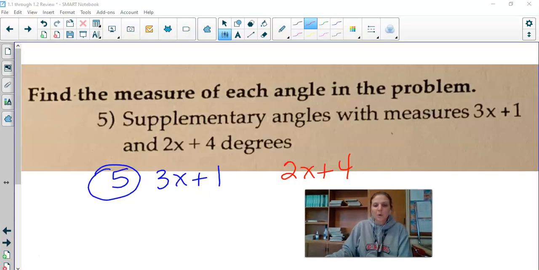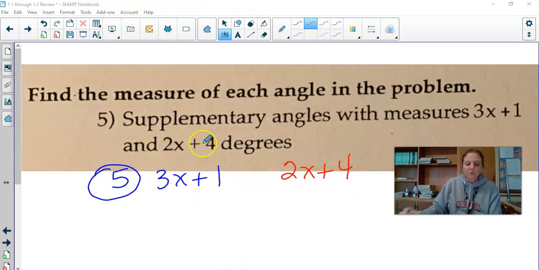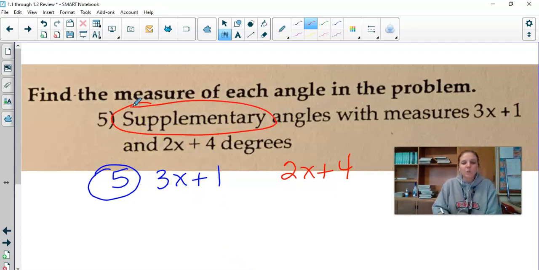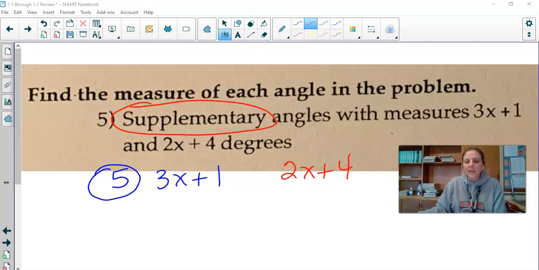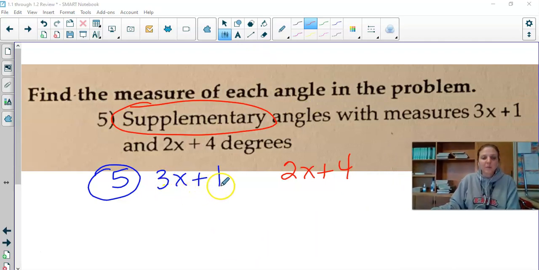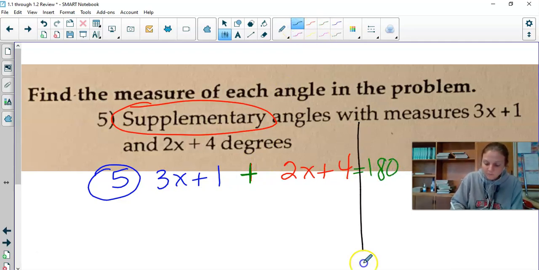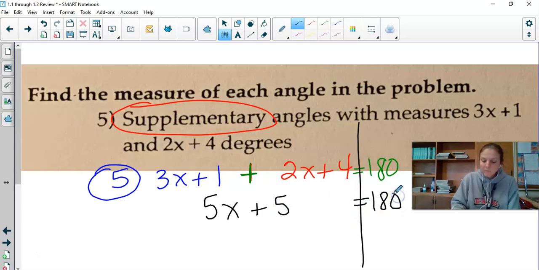So in this example, what we're looking at are supplementary angles. So hopefully you remember that supplementary adds up to 180. So if I take these 2 angles, the 3x plus 1 and the 2x plus 4, I can add them up and they equal 180. So go ahead and combine your like terms. And solve your equation.